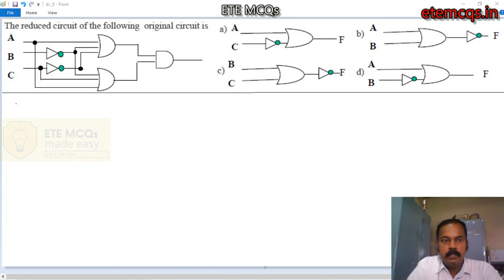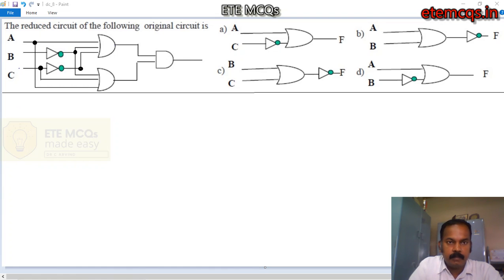Welcome to ETE MCQs. Let us solve a problem in digital circuits. It is about minimizing a Boolean circuit. The reduced circuit of the following original circuit is.